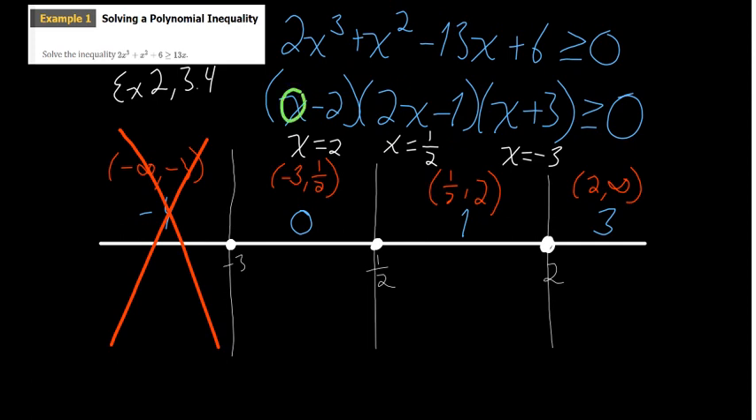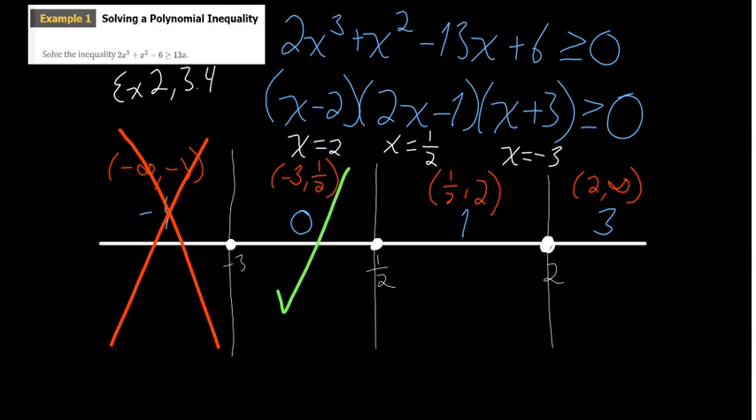Now let's use a 0. If I plug in a 0 here, here, and here: 0 minus 2 is a negative. 2 times 0 is 0, minus 1 is a negative. And then 0 plus 3 is a positive. Again, a negative times a negative gets me a positive, times a positive. That means my test point 0 gives me a positive number, which is what I want. I need it to be greater than or equal to 0. So this interval works.